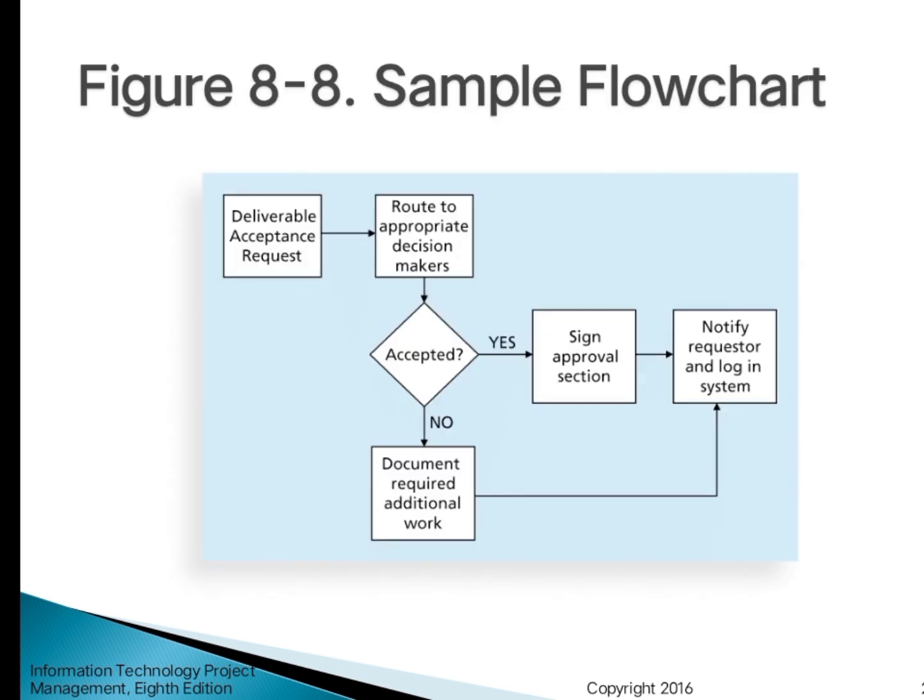An example of a flowchart shows a deliverable or acceptance request that is routed to the appropriate decision makers. They check if it is accepted. If yes, then it goes to assignment of approval section, then notify the requester and log into the system. If no, then the document requires additional work, then it goes back to notify the system.